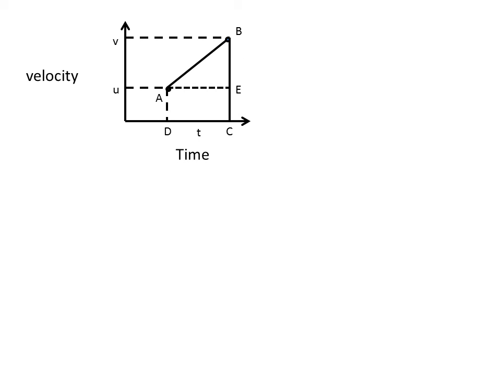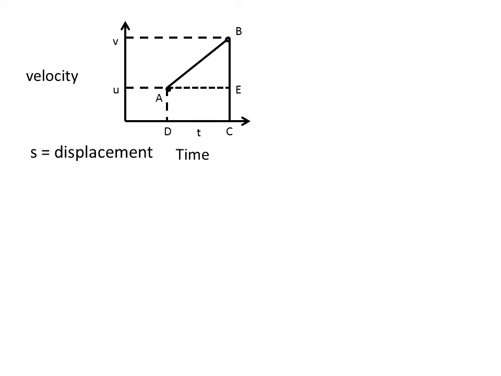Now the third kinematic equation we will derive. For that we will refer to the same diagram. What is the third kinematic equation? V square equal to U square plus 2AS. Here also the unknown quantity is S, meaning displacement. Let us find out the value of displacement.